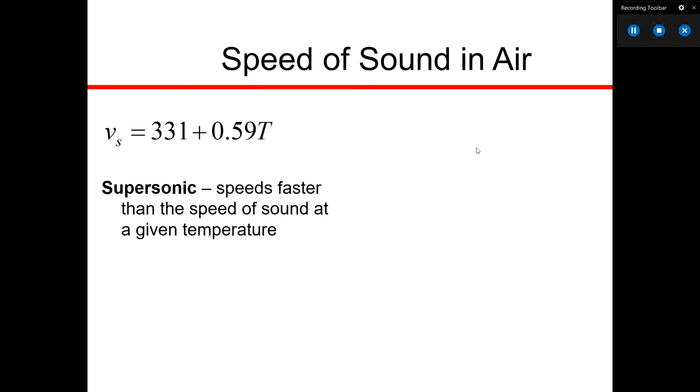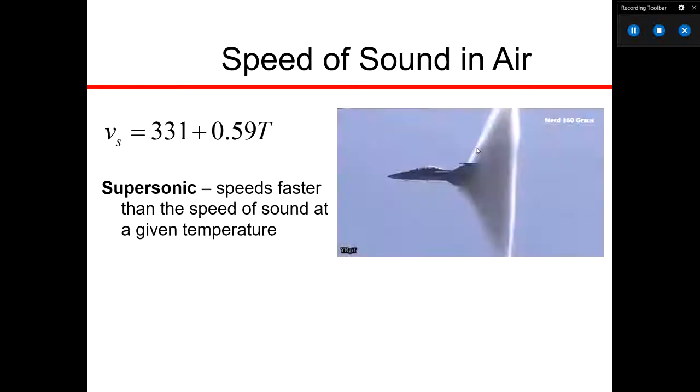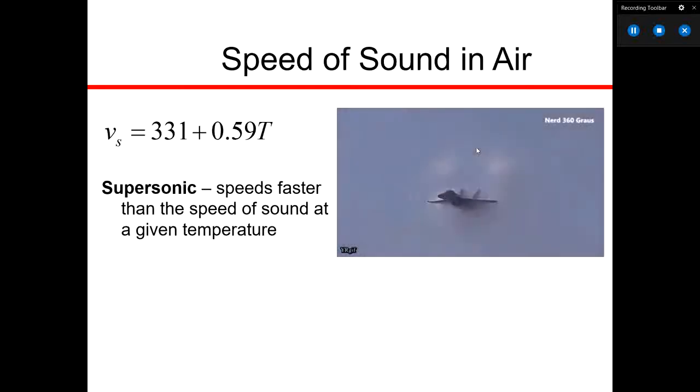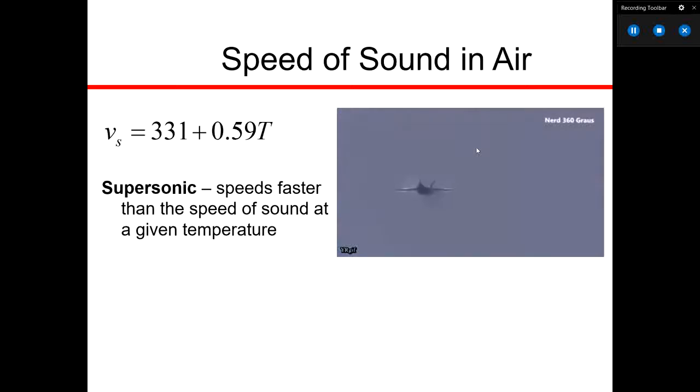If we have things moving faster than the speed of sound at a particular temperature, we call that supersonic. So for example, a jet breaking the sound barrier creates a sonic boom. So that cone that you see behind it is all of the air compressing from the sound waves. So the sound waves are compressing all the air very rapidly directly behind the jet as it breaks the sound barrier.